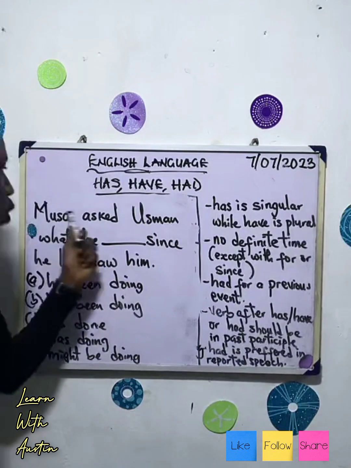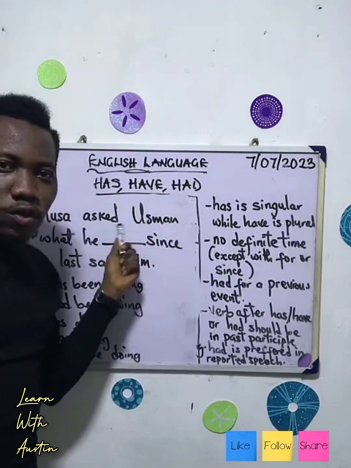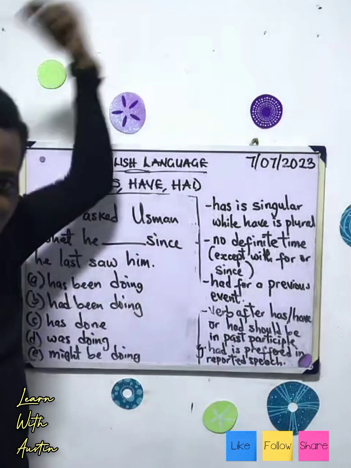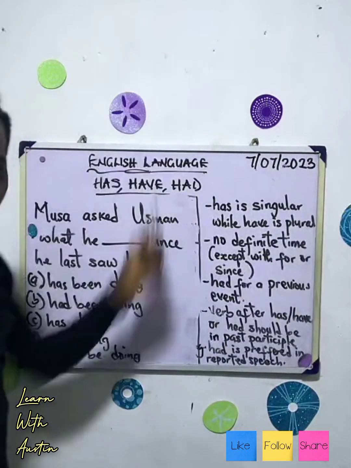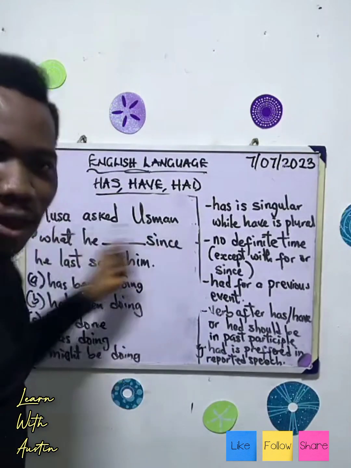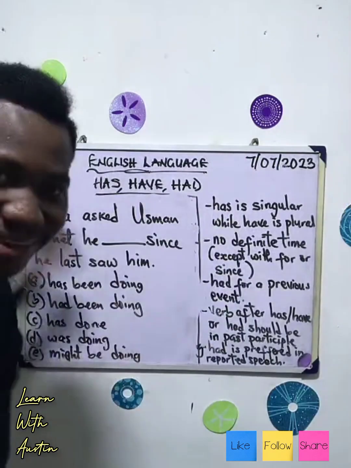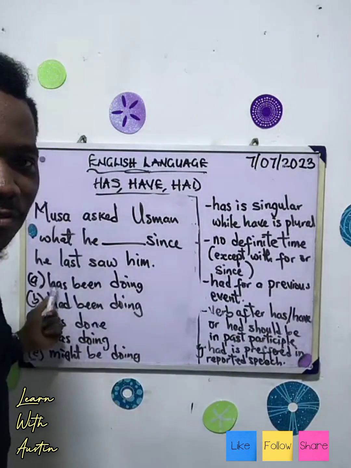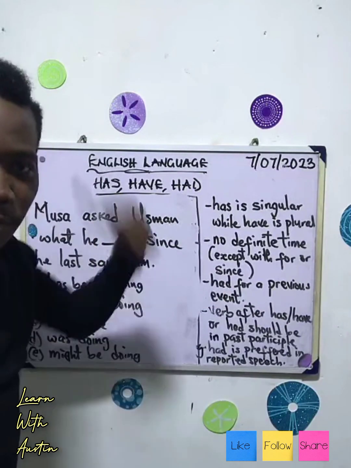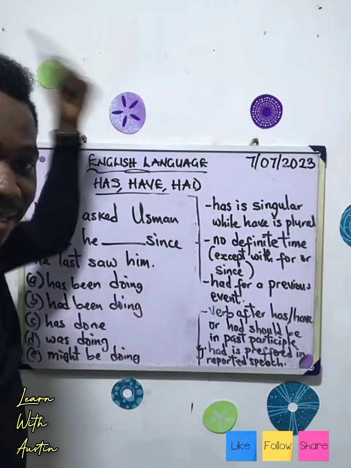Okay. So Musa asked Usman. This is a past action. So before this, all right. So Musa asked Usman of an event that was previous, prior to this asking. Musa asked Usman what he, the correct word should be had, what he had. All right. So the answer is B. What he had been doing. Because it's a progressive, continuous tense. What he had been doing till that moment, all right? Since then, till that moment.